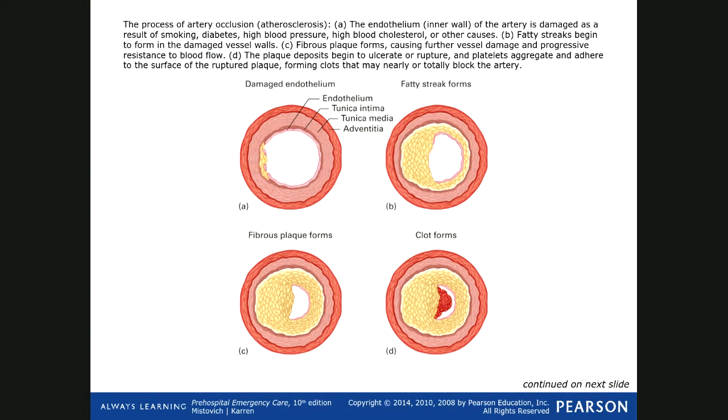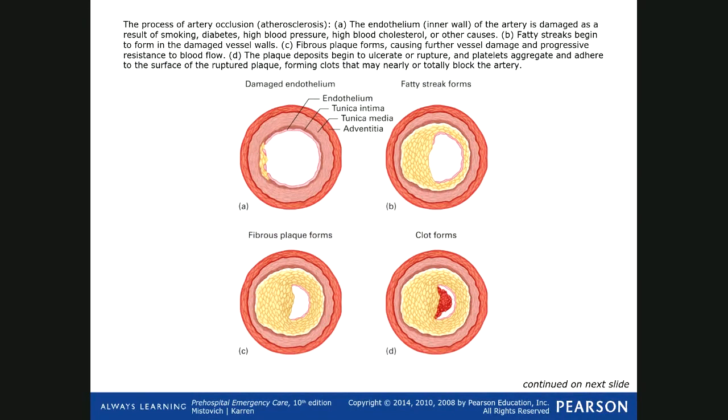You notice that you've got different layers of this vessel. You have the most inner layer. These are the three layers: the tunica intima through the adventitia. The tunica intima is the innermost layer of a vessel. Just remember, if you're intimate with someone, you're very close to them. So this is the one that's closest to the inside.